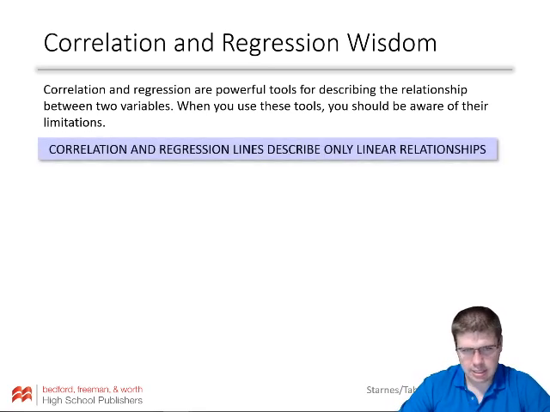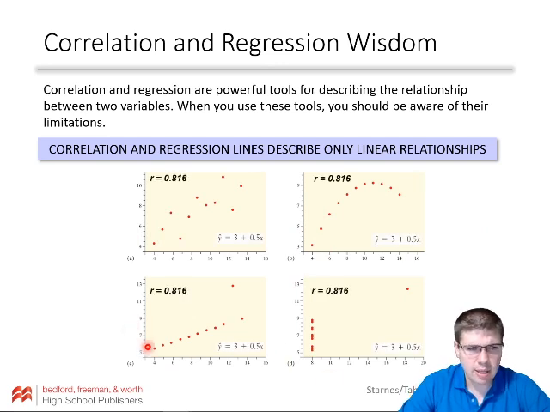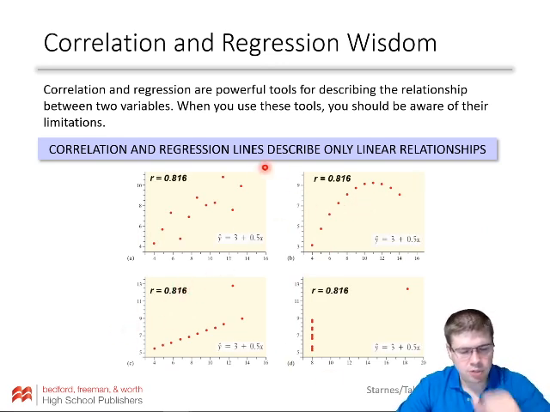I've already gotten to some of these ideas, but correlation and regression lines describe only linear relationships. All right, so if we have data like this, we'll get a correlation, and you could kind of guess that correlation is fairly strong. But you'll get a correlation for this one, you get a correlation for that, and a correlation for that. In fact, all 4 of these have the exact same correlation.